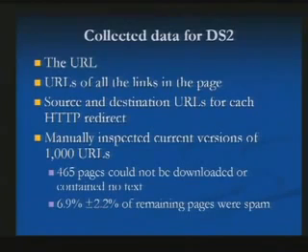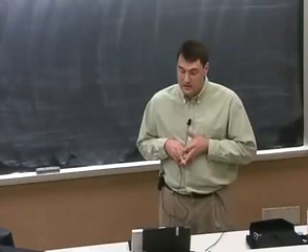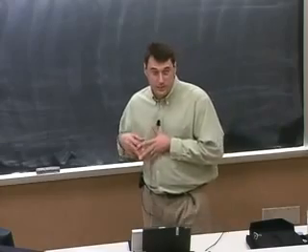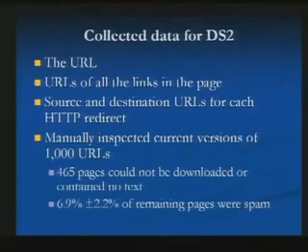For DS2, we retained the URL, the URLs of each link that was contained in the page, as well as the source and destination URL for each HTTP redirect that we followed. And since we hadn't retained pages, we had to inspect current versions of these URLs to try and determine whether or not they were spam. And out of a random sample of 1,000 pages, 465 of them could not be downloaded or contain no text, and 6.9% of the remainder were spam. That statistic has a confidence interval of 2.2.